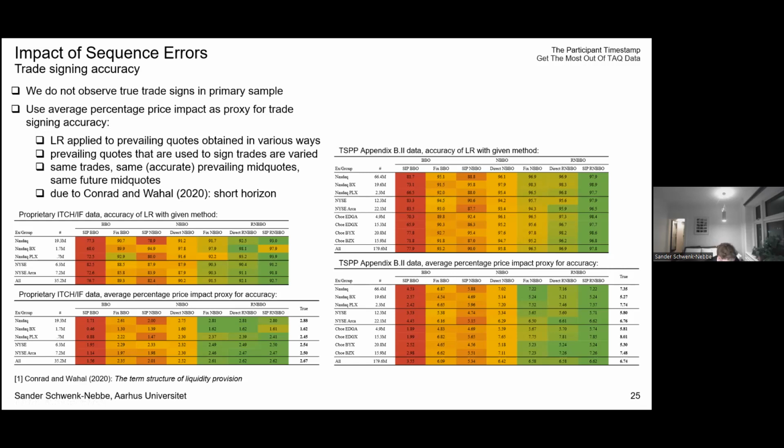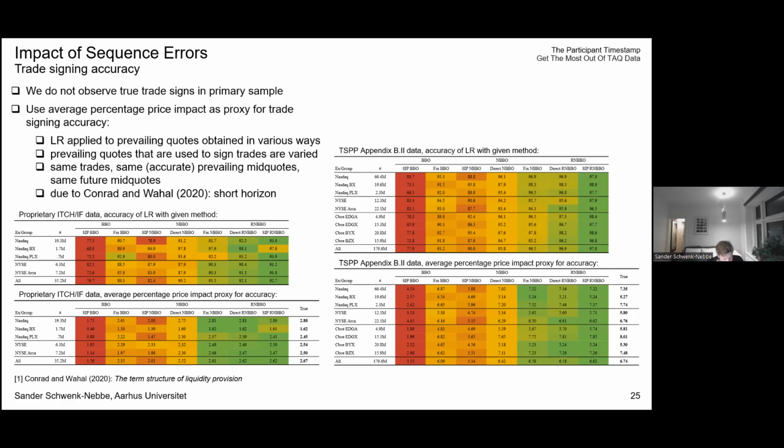But unfortunately, of course, there are some major issues with just using those 2 data sources because they are quite limited. So TSPP data only covers those small cap stocks in the TSPP period. And the proprietary data that I'm using here is only for 4 days. It's only 4 days worth of data. That's not a lot. And the primary sample would be much better to use.